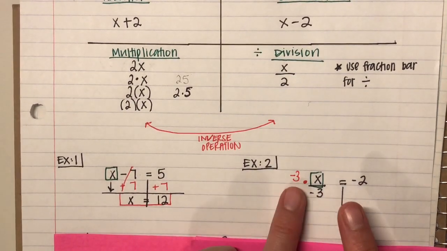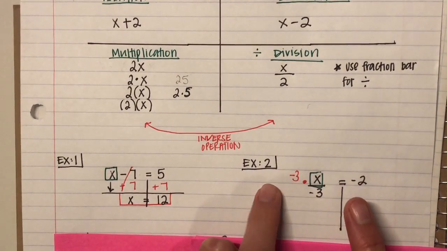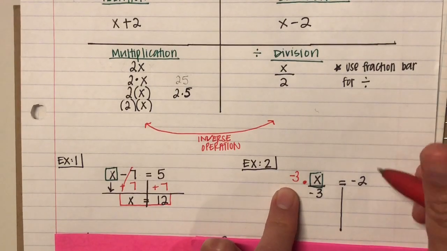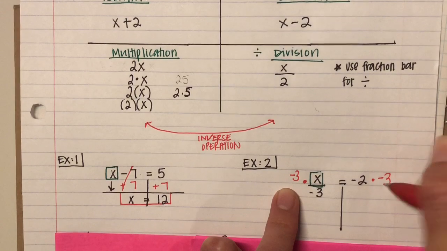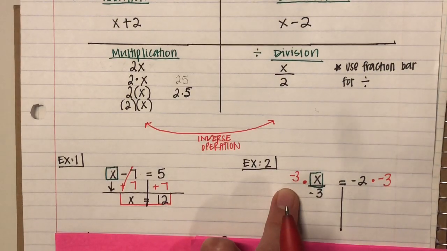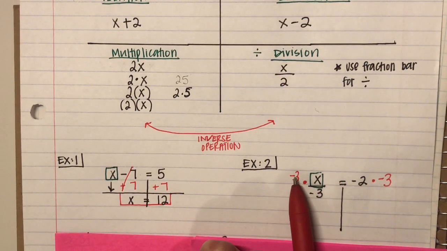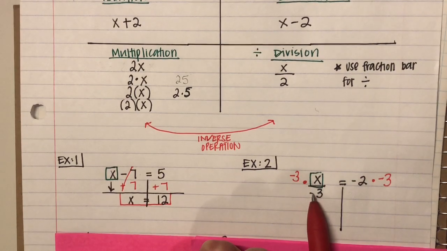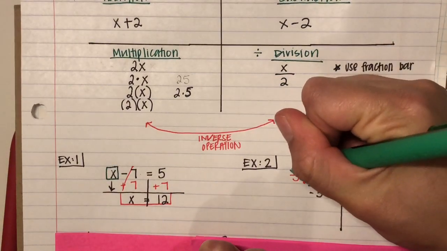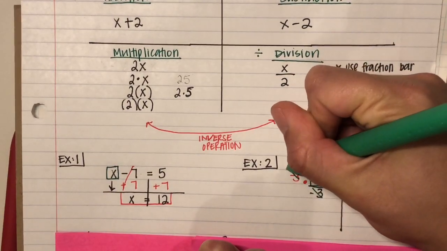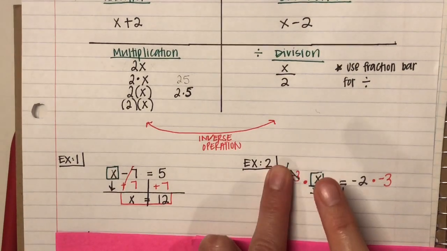But I need to make sure to keep my equation balanced, so whatever I do to this side, I have to do to the other side. And the reason why I can do this is because a negative 3 divided by a negative 3, any number divided by itself, equals 1. So that just goes to 1, so I'm left with 1x.